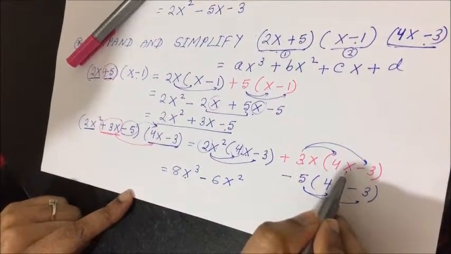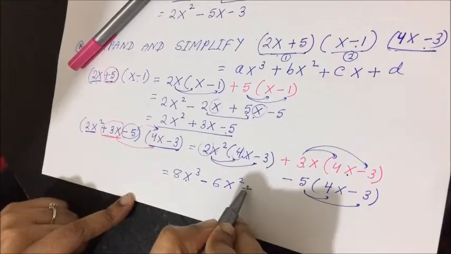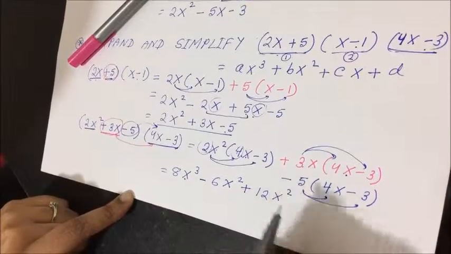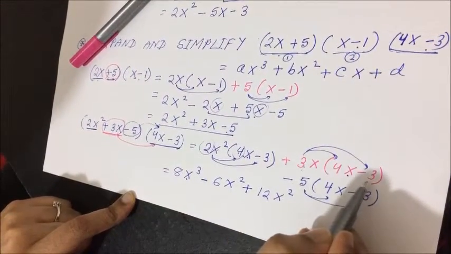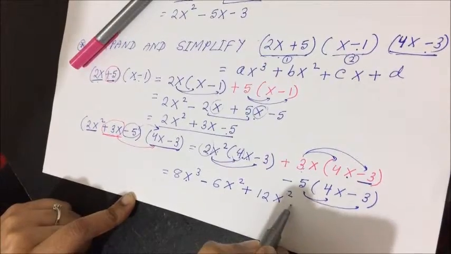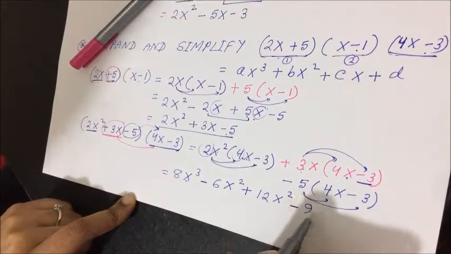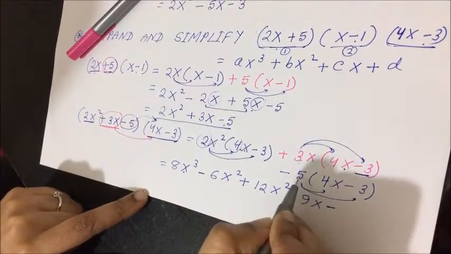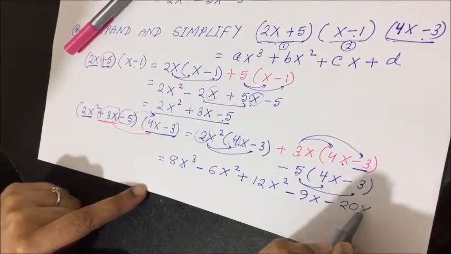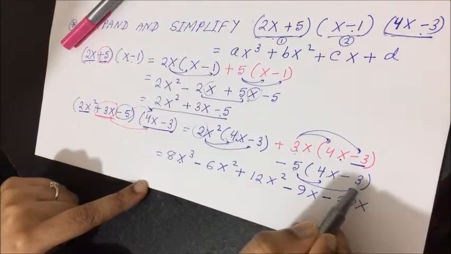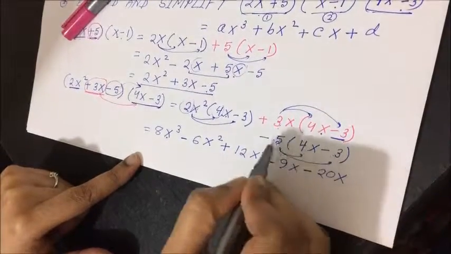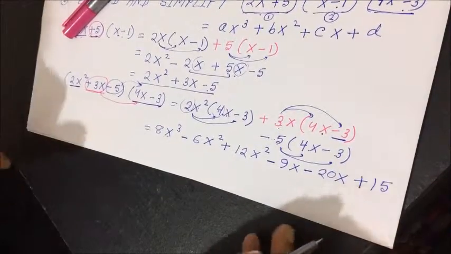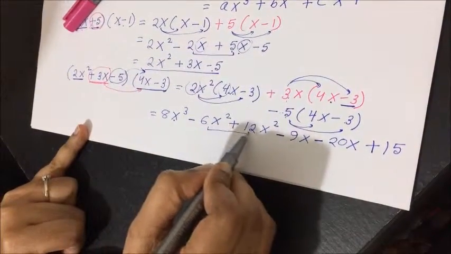Now 3x multiplied with 4x: 3 and 4 is 12. x and x give me a complete x squared. And 3x multiplied with minus 3 gives me a negative term of minus 9x. And minus 5 times 4x gives me 5 and 4 is 20, and x stays the same. Then minus 5 times minus 3: if I multiply both minuses, that gives me a plus, and 5 and 3 is 15.